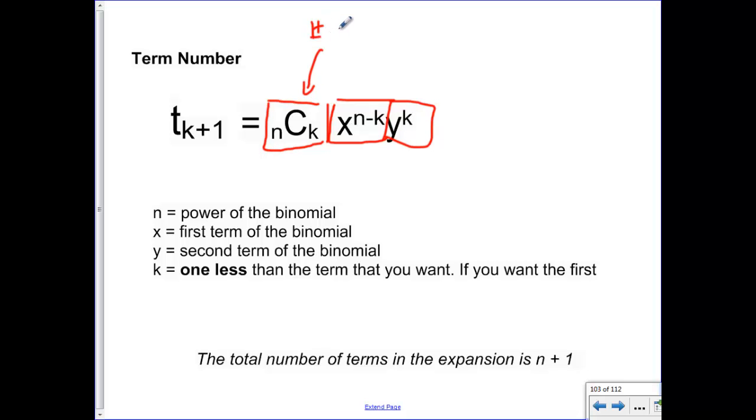This thing right here is the number in front. This will be like the 1, the 4, 6, 4, 1. You know how we have a coefficient in front? That's what this will tell us, the number in front. This NCK thing will tell us what number goes in front of our term. This will tell you how many x's you have.